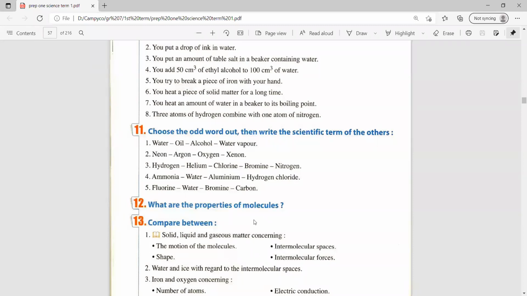Helium. Helium. Very good. And the others? Others are diatomic gases. Diatomic gases. Right. Okay. And the number 4?